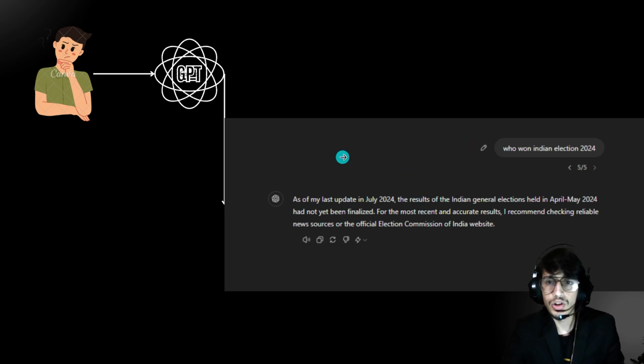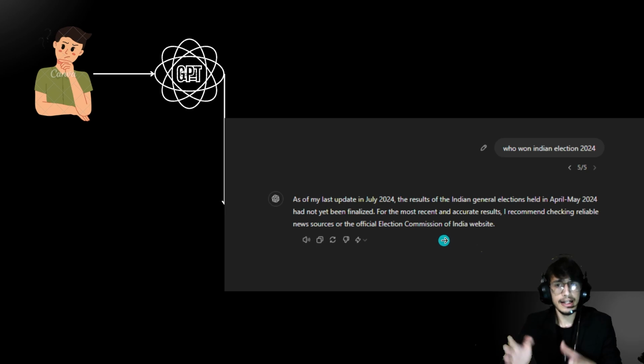In a normal LLM, the user gives a prompt to the LLM, then the LLM generates the answer with its knowledge. Here my question was, who won the Indian election 2024, and GPT said that the election is not yet finalized, but the Indian election result came out approximately one month earlier. So it does not have the current data.